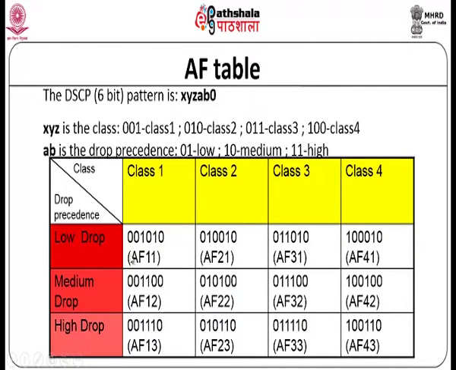So this is class 1, so 0, 0, 1, right, all these you can see are 0, 0, 1, and then depending on whether it's a low drop 0, 1, or medium drop 1, 0, or high drop 1, 1, right, you have these different categories that you have here. So similarly you have class 2, class 3 and class 4. 4 classes, 3 different drop properties, so you get 12 different combinations that can be used for providing differential treatment. Different treatment can be given for each of these categories.